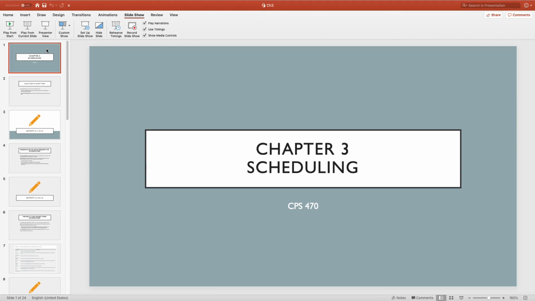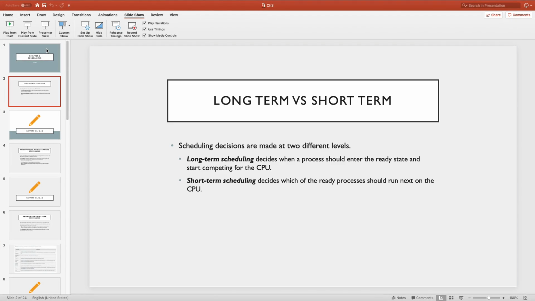So, Chapter 3, scheduling. CPU scheduling, long-term versus short-term. Scheduling decisions are made at two different levels. We have long-term scheduling that decides when a process should enter the ready state and start competing for the CPU. And that's the ready state. Short-term scheduling decides which of the ready processes should run next. Short-term scheduling is going to be happening often.